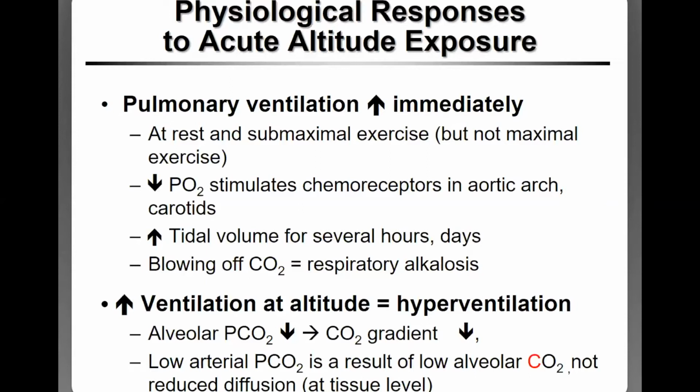So this results in a low partial pressure of oxygen within the blood, and this is detected by the chemoreceptors in our aortic arch. The chemoreceptors send a sensory message, an afferent message, to the CNS, and the CNS responds with an efferent message to increase ventilation. So this increased ventilation is accomplished by increasing both tidal volume and frequency.